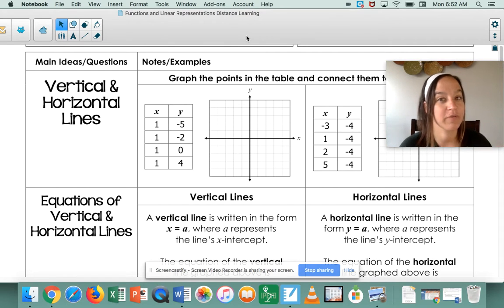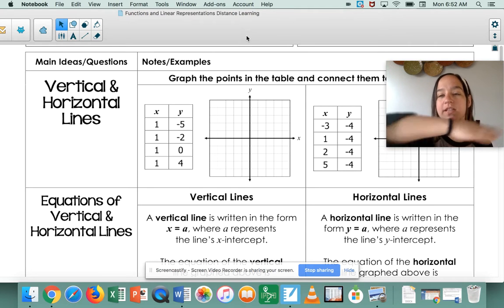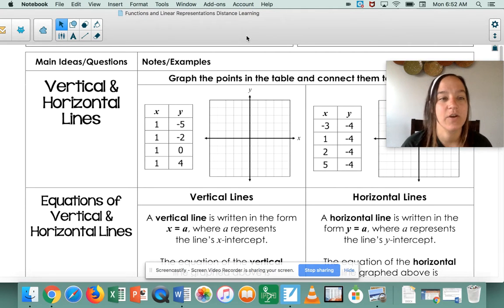So, real quick, a review: what's a vertical line? And hopefully, we're going up and down. And what's a horizontal line? And for horizontal, you can think like of the horizon. The horizon goes sideways, the horizontal is sideways. So, vertical, up and down, horizontal, sideways.